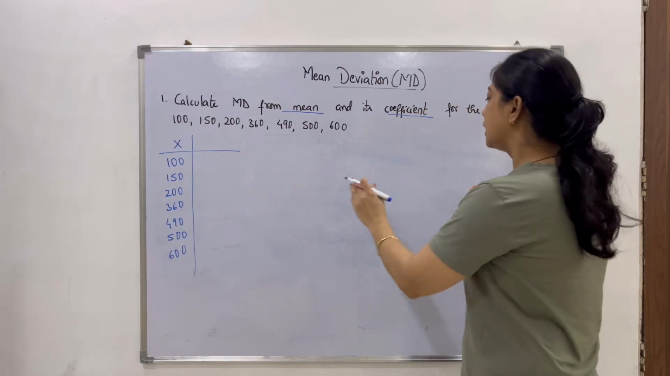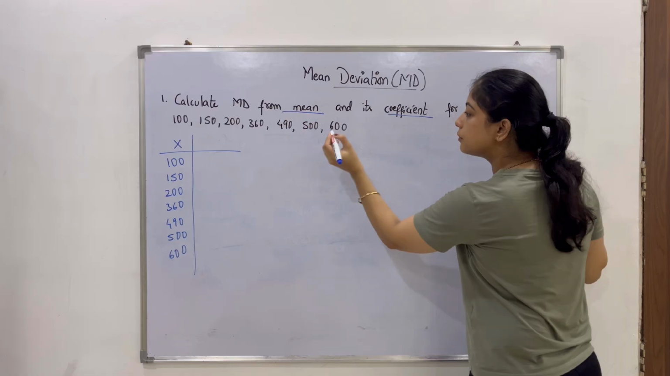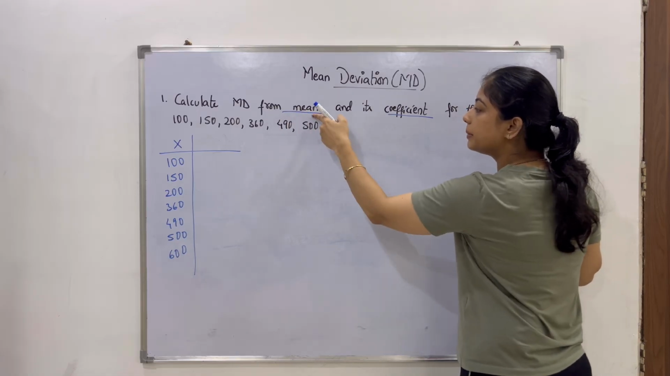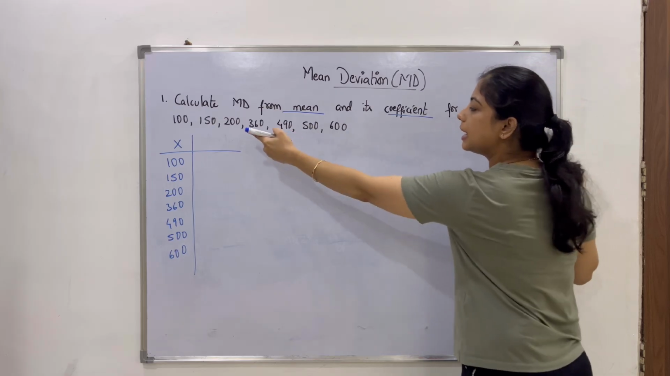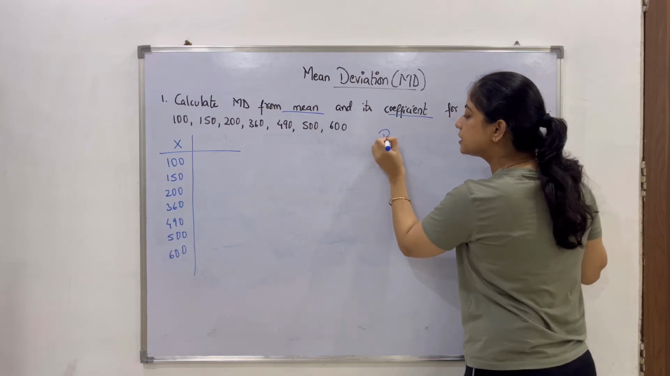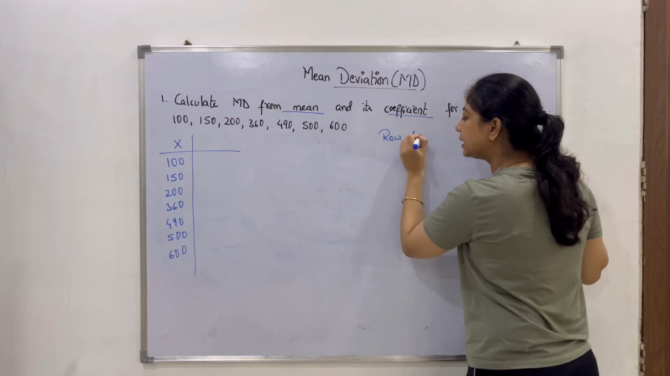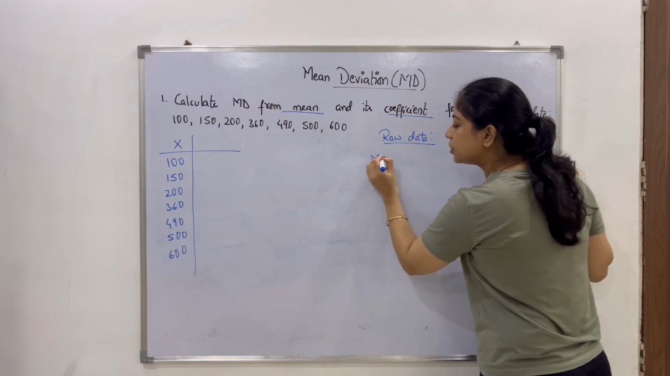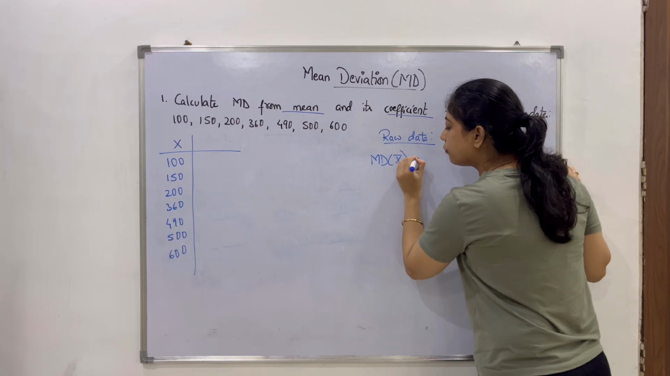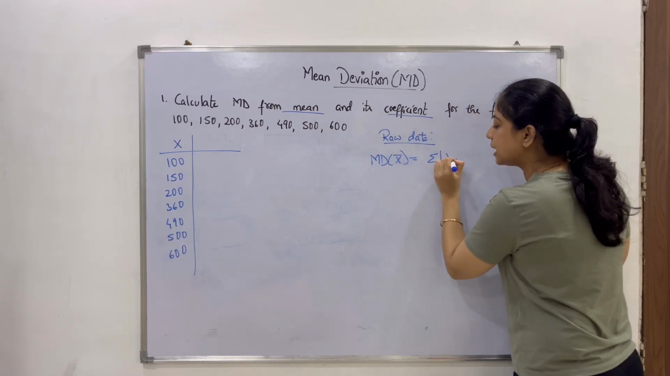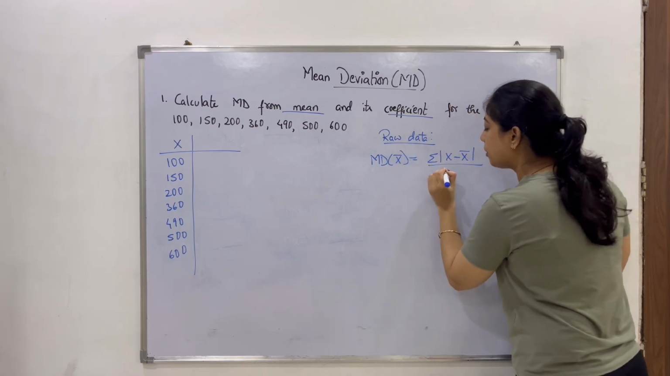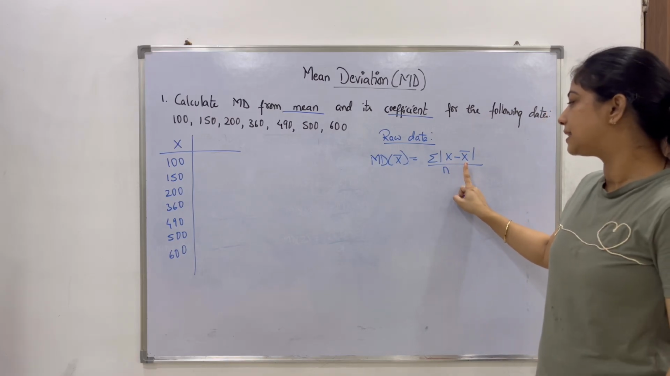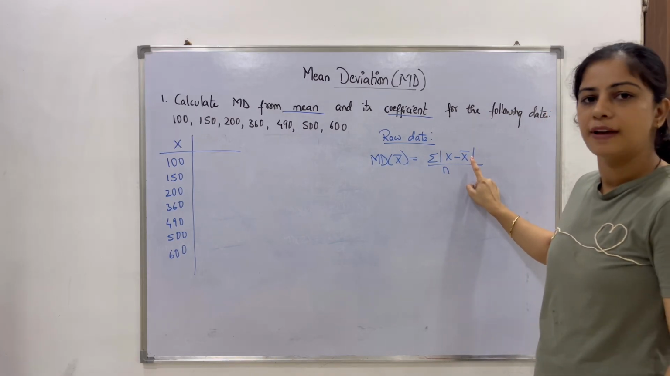So that is done with the help of formula. Now first of all, they have asked us to find mean deviation from mean and its coefficient, and your data here is raw data. So first write down which kind of data is given to you. So this is a raw data. Now mean deviation from mean for raw data will be summation |x minus x bar| upon n. Okay. Now for calculating x minus x bar, first we need to find out the value of x bar.